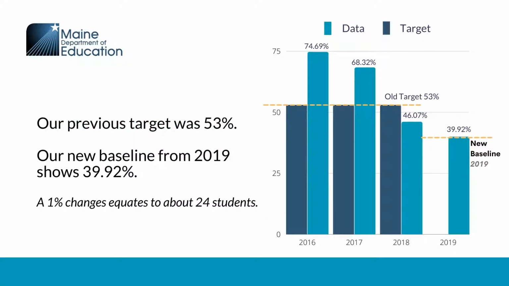We see the percentages for this group of students from 2016 through last year. For this indicator, last year's percentage is considered a new baseline of 39.92%. The reason for the new baseline is that the indicator has changed to now include a section that looks at percentages of special education in the home. We see that the previous target was 53%, which is a bit higher than our new baseline, and a 1% change equates to about 24 students.